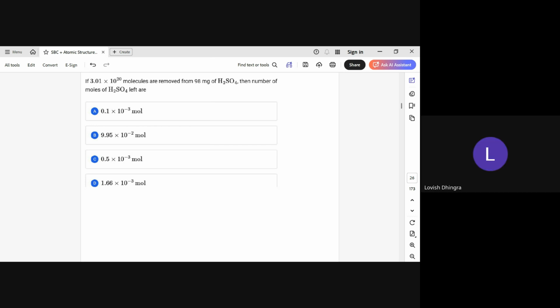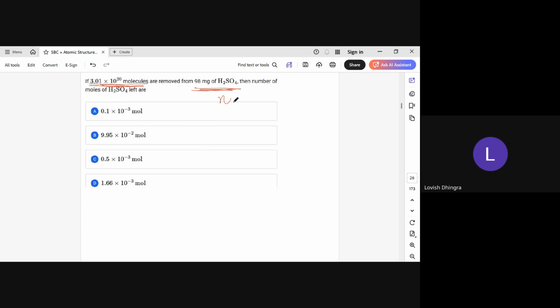Okay, so what is given to us in this question? 3.01 into 10 to the power 20 molecules are removed from 98 milligrams of water. Sorry, 98 milligrams of sulfuric acid. So basically, the weight is given to us of sulfuric acid. Let us first find out the number of molecules present in 98 milligrams. So how many molecules will be there?